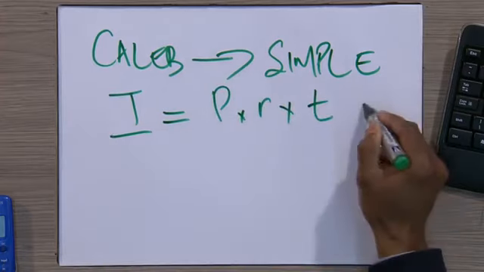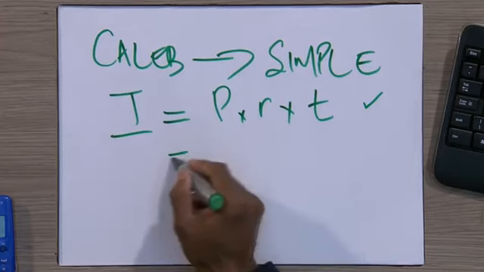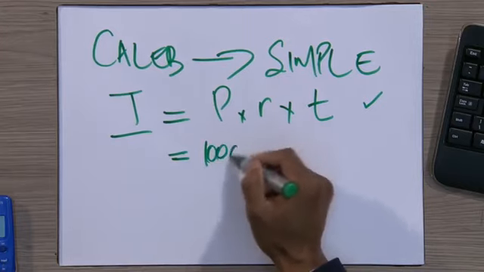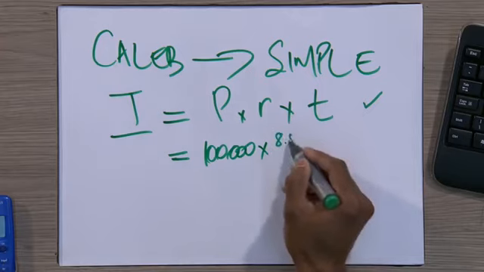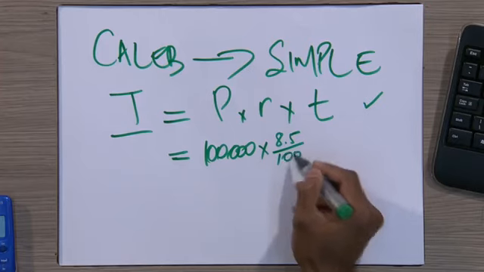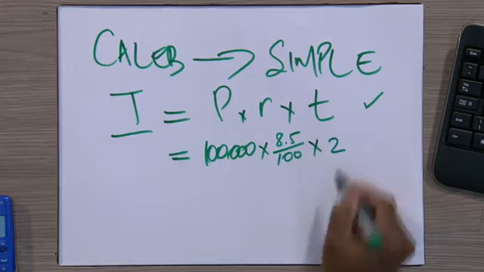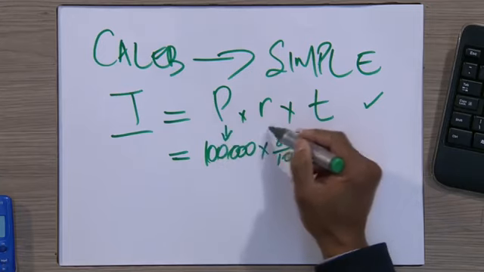Simple. Now for that you will get 1 mark if you write that down in the exams. Then you need to substitute. What is the principal amount? The principal amount is the 100,000 times. What is the interest rate? The interest rate is 8.5%. Now, how do we write that? We write it 8.5 over 100. And the time is 2 years. All you did was you substituted.